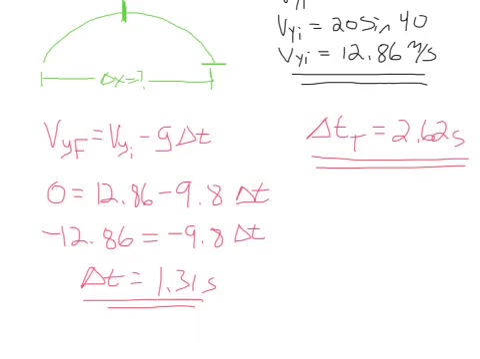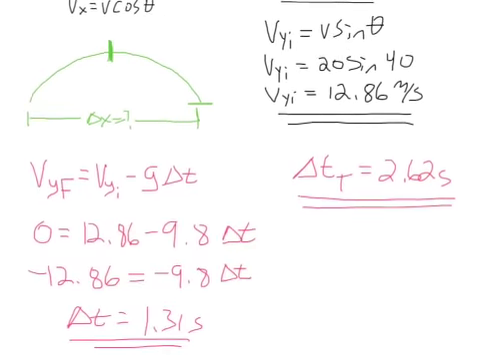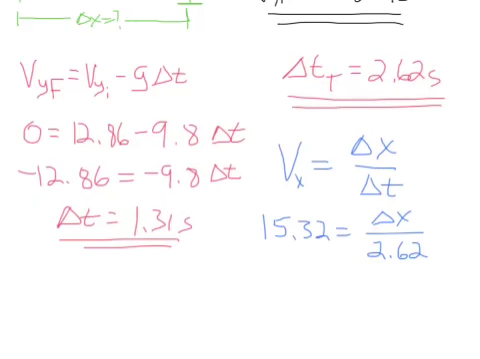Now we want to find the range. We want to find out how far it will go. How far it will go means the horizontal direction here. We recognize right away that our velocity in the horizontal direction is a constant 15.32 meters per second, and we're going to use just this constant velocity equation right there. We plug in our values and we get a range of 40.2 meters. That's how far the ball went.